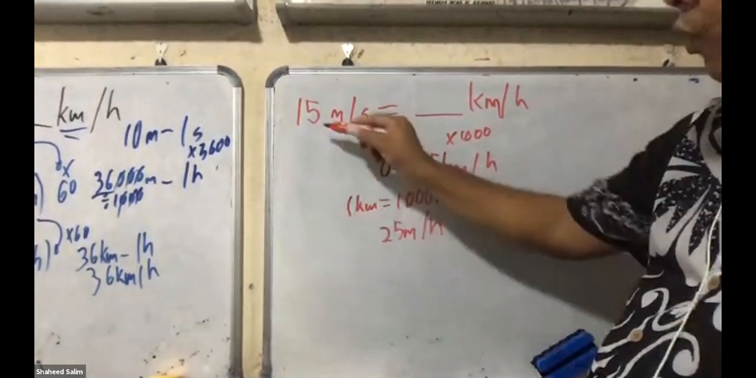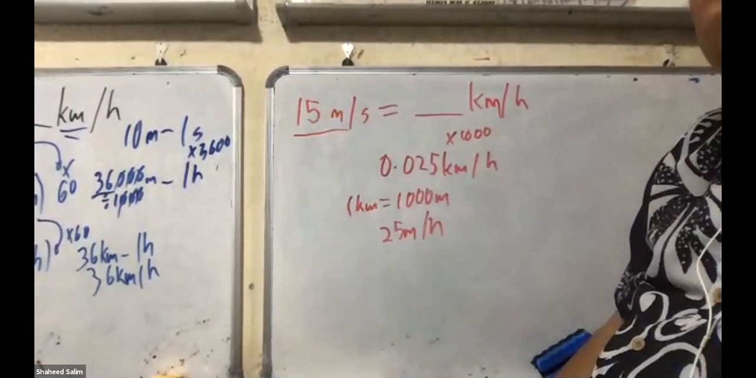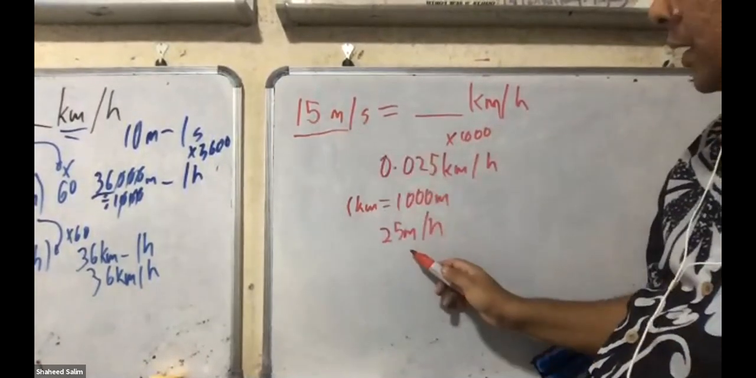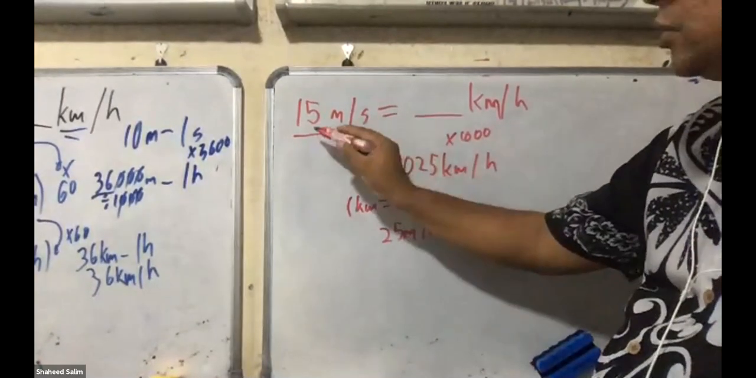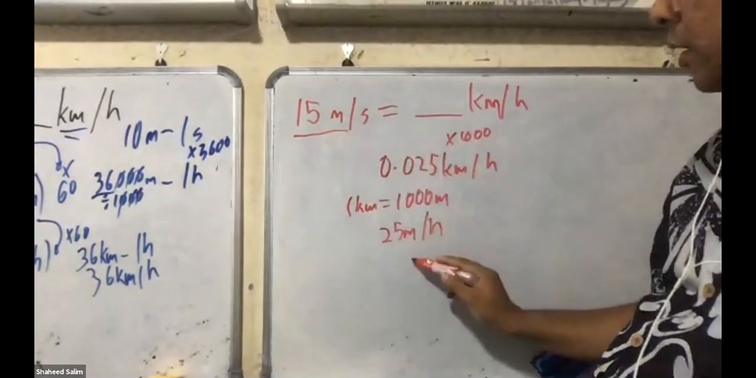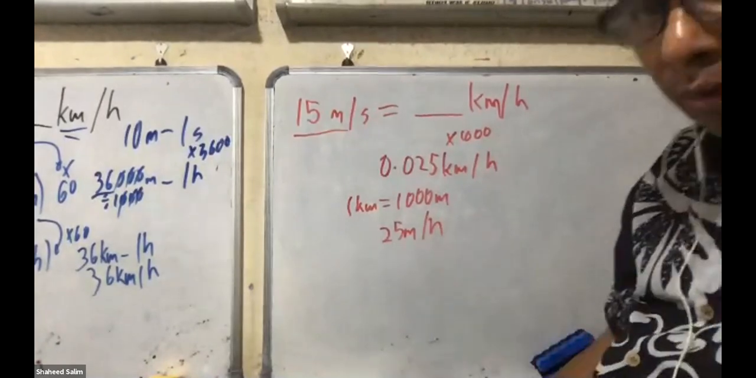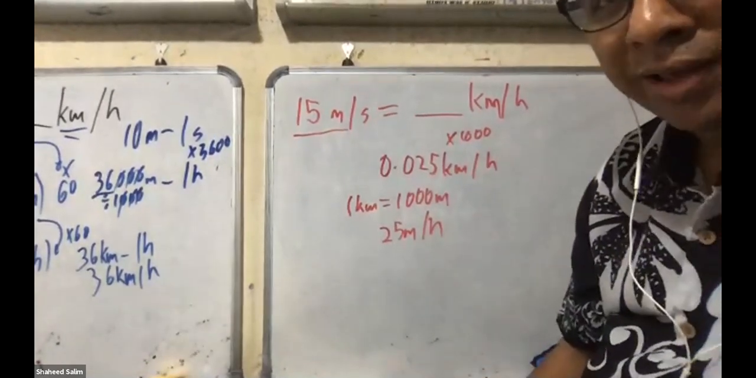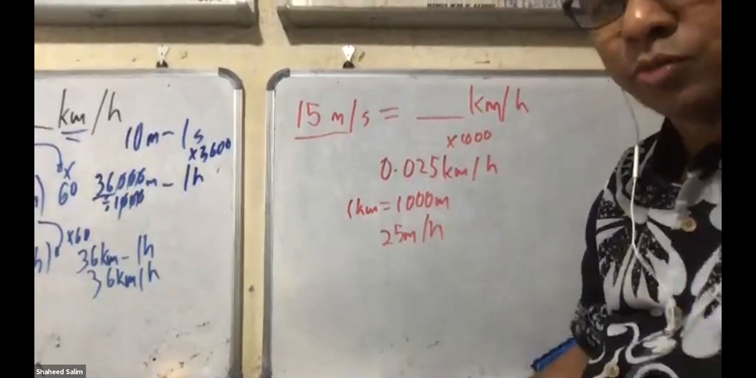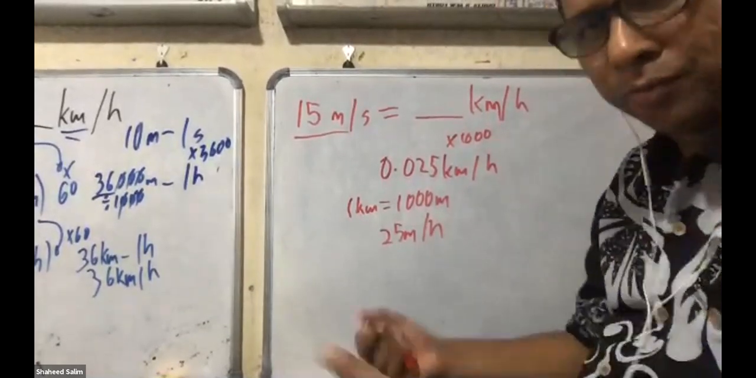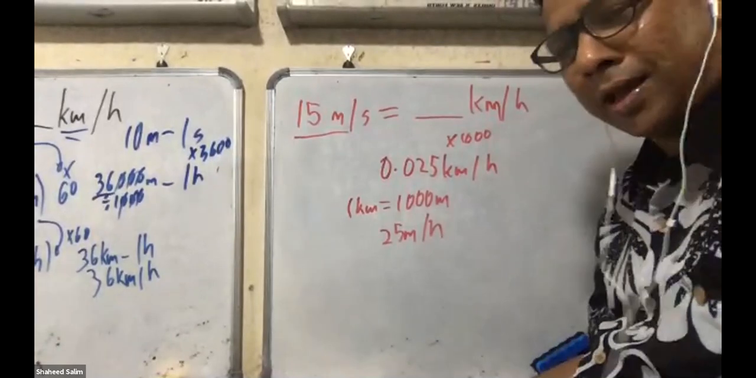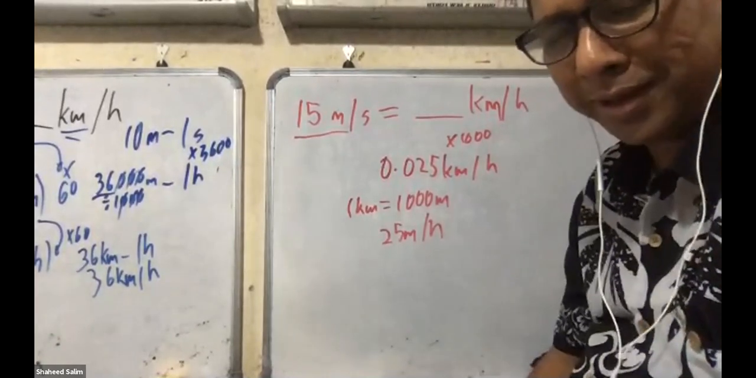Cannot be, mister. 1 second is 15 meters. After 1 hour, it cannot be 25 meters. 2 seconds is 2 times 15, you get 30 meters per second. Yours is 25 meters per hour. Very slow. It's slower than an old man. 25 meters in 1 hour, I think maybe it's the speed of, I do not know, maybe a snail.